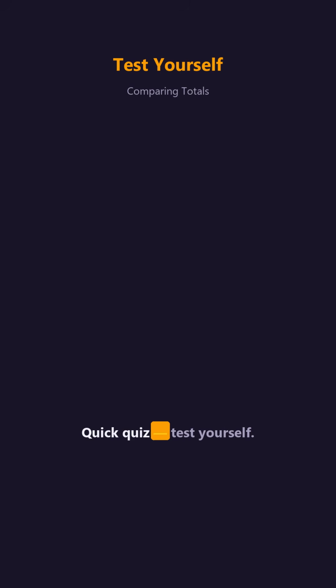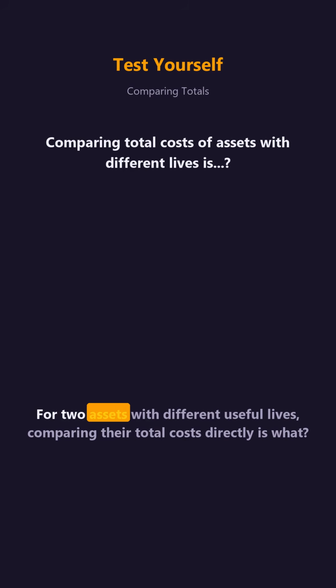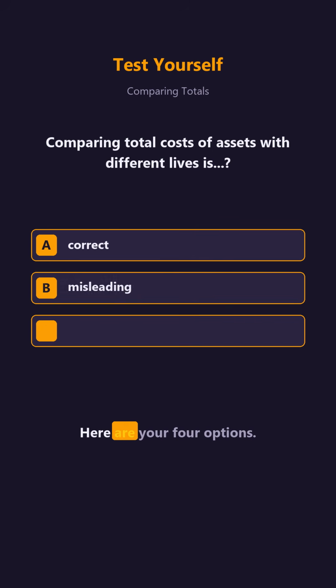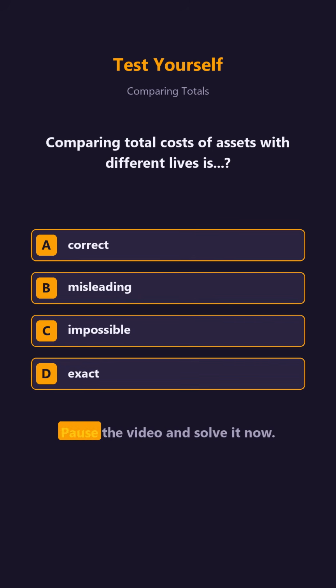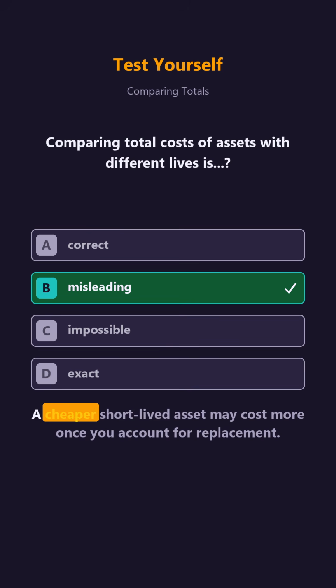Quick quiz, test yourself. For 2 assets with different useful lives, comparing their total costs directly is what? Here are your 4 options. Pause the video and solve it now. The correct answer is B, misleading. A cheaper short-lived asset may cost more once you account for replacement.